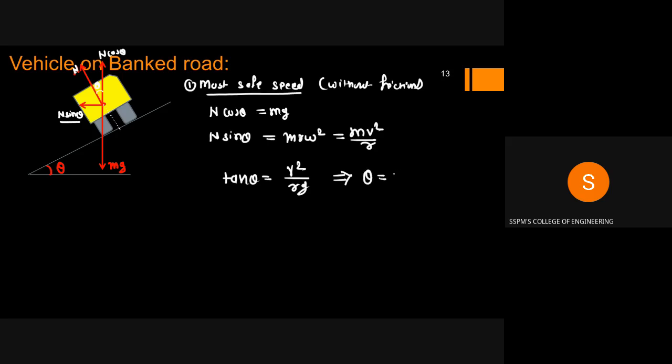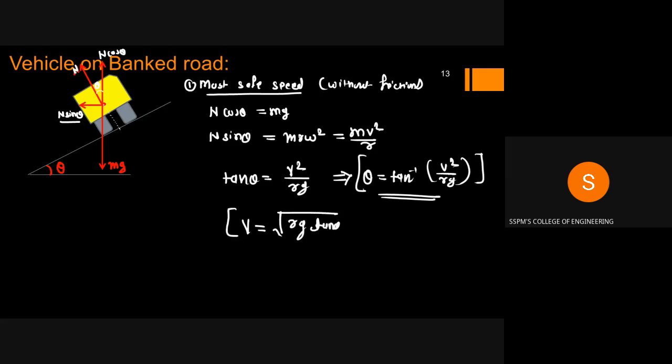This is theta equal to tan inverse of v square upon rg. So this is the equation for the angle of banking, and the safe speed v is equal to square root of rg tan theta. Okay, so if the vehicle is moving at this speed, then we can avoid the skidding of the vehicle.